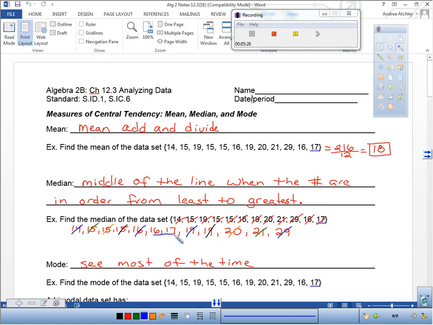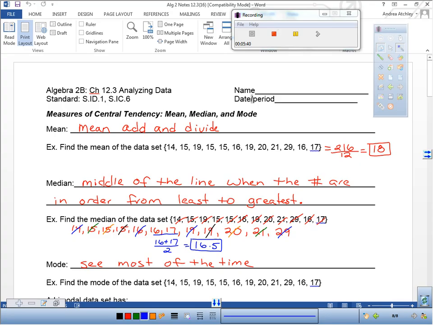Okay, now these two are in the middle. So you're going to add them up. Take 16 plus 17 and divide by 2, and you'll get 16.5. Since there's two numbers, I'm averaging the middle. Sometimes you'll be left with just one number in the middle because there's an odd number of numbers, and that will work out for you. Or you'll sometimes get left with both, so you have to add them and divide by 2. Any questions over that? We're all good?